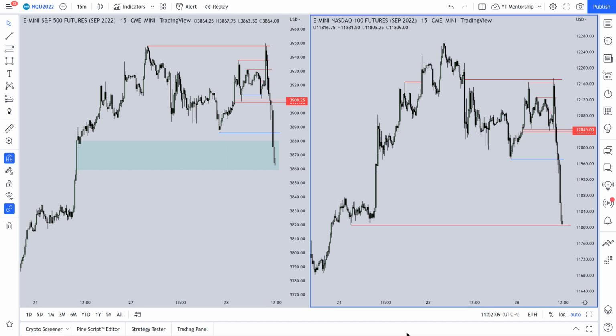Alright folks, just a quick little review here. On the left-hand side we have the S&P E-mini, and the right chart we have the E-mini NASDAQ. Both 15-minute time frames.